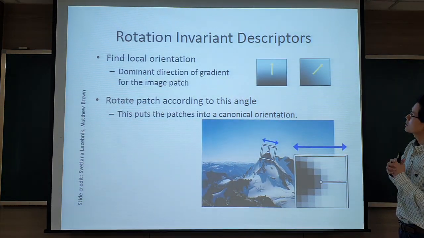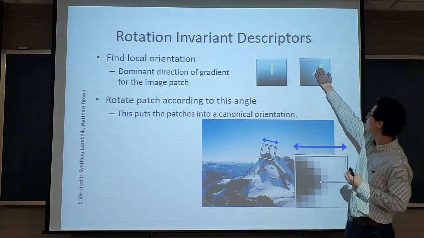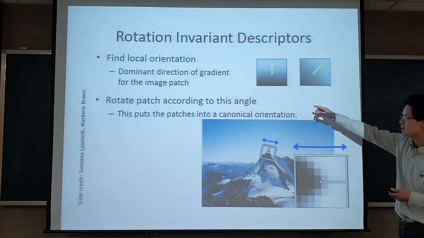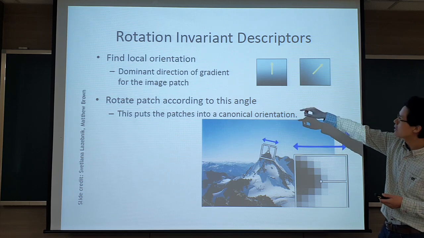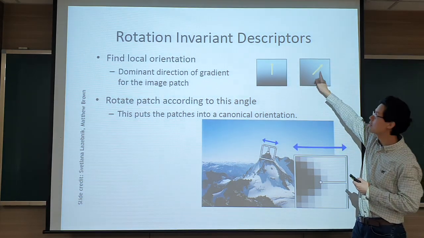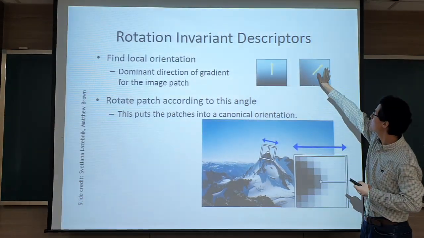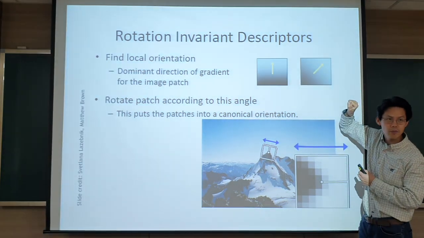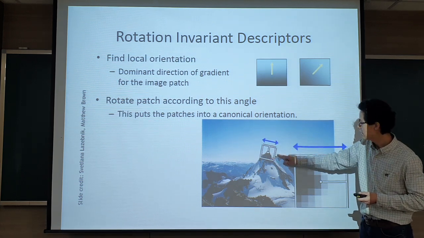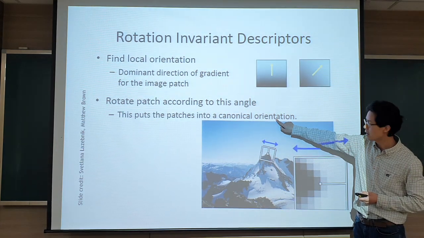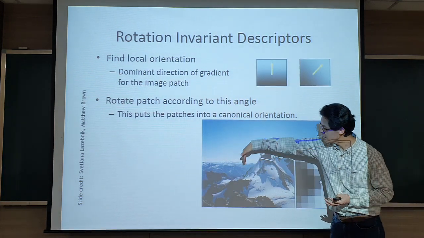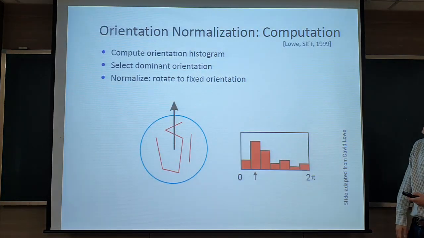How can we design the rotation invariant description? Simply align it into some canonical direction. For example, we rotate the patch in a way that whatever the dominant direction of gradient you found, you align it to here. You rotate the patch in that way and then compute some value from there, then it will be rotation invariant. In this case, we detect the patch here, and this is the dominant gradient direction, the color change direction, and we align it to that direction. Whatever direction you choose, you align it to here. That's the main idea. It's very simple.